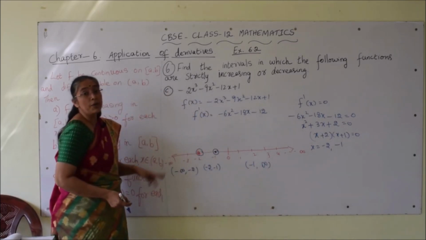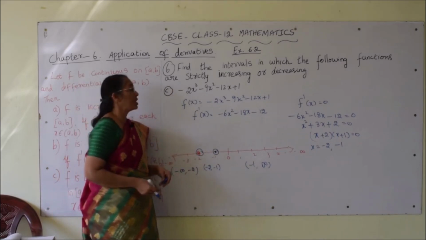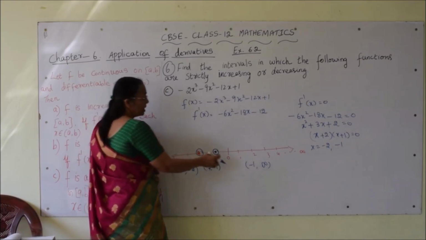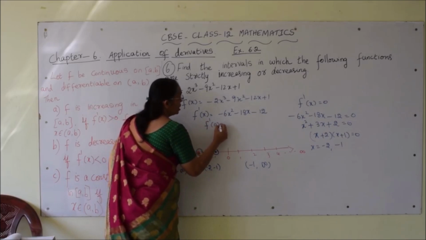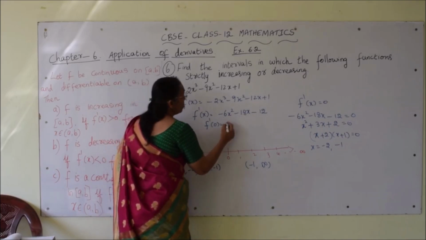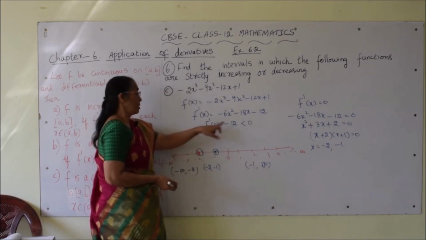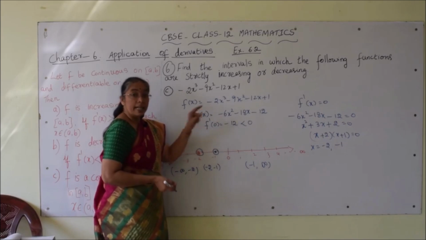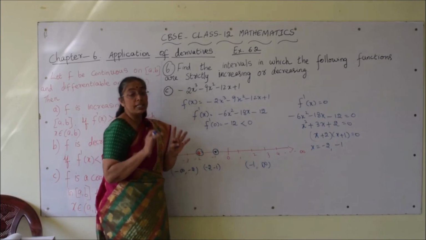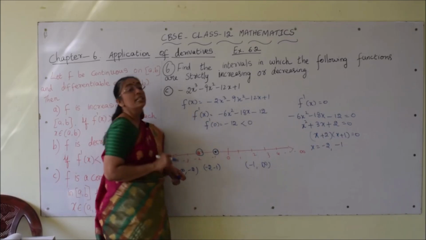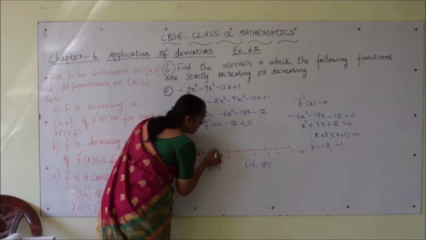Now we have to find out in which of these 3 intervals the function is increasing and in which the function is decreasing. For convenience, let us take 0 and substitute in f dash of x. Our f dash of 0 is 0, 0, minus 12. So f dash of x is less than 0, negative, in the interval where the origin is. In that particular interval the function is decreasing. The origin is in this interval, so in this interval the function is decreasing.